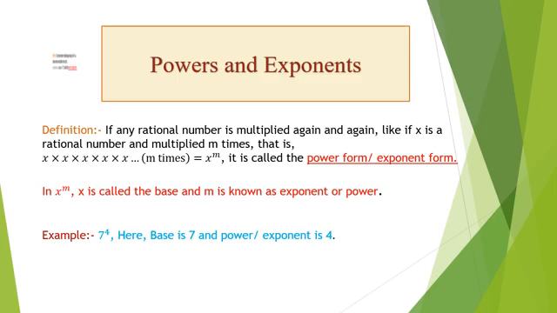that is x multiply x, how many times? M times. Then it will be equal to x raised to the power m. It is known as power form or exponent form. Now in x raised to the power m, x is our base and m is known as exponent or power. For example, if 7 raised to the power 4, what will be the base? Base is 7 and power is 4.